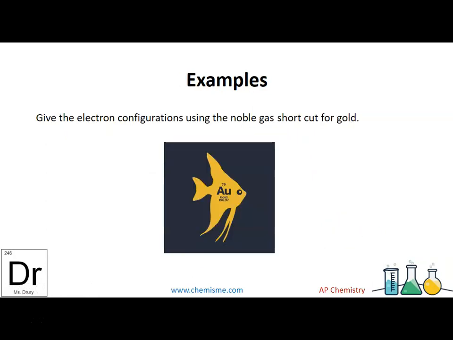So if we look at the configuration for gold, gold looks like it should end in 6s2, 5d9, but now we learn that d4 and d9 are unstable. So it steals from the s and fills the d: 6s1, 5d10. Technically, all the electrons are still there. We're just moving the placement.